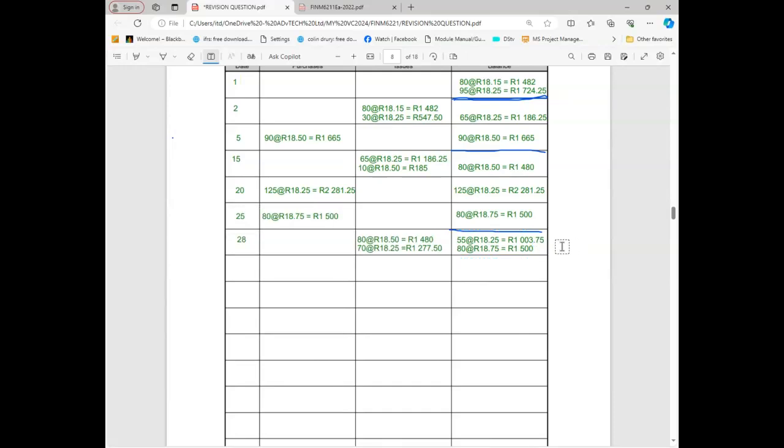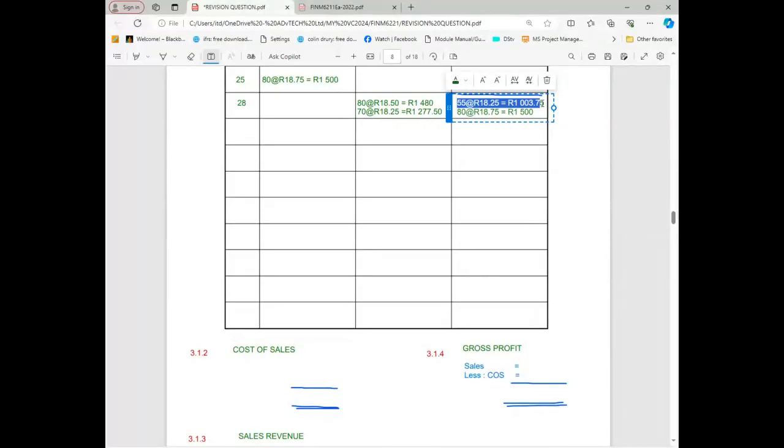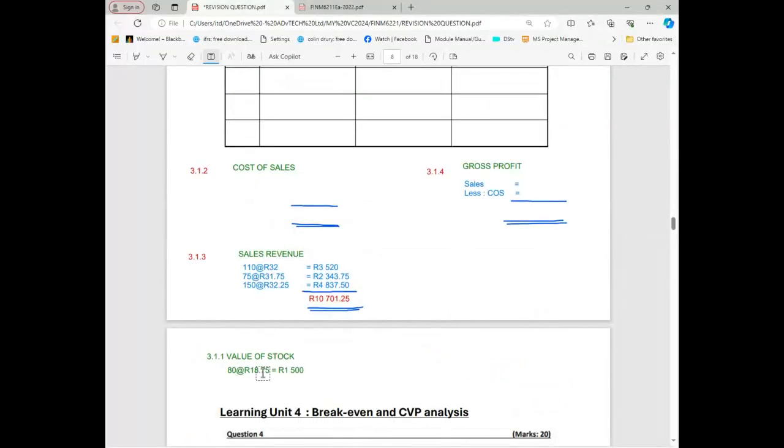So it means for 3.1, you will just need this. Let me put it here. 3.1.1 is where they wanted the value of stock. So for the value of stock, you were just supposed to do this. 80. The other one is, you just have to take those two stocks together and you add them. I don't know if it makes sense. Yes, sir, it does. So that's the only thing that you're supposed to do.